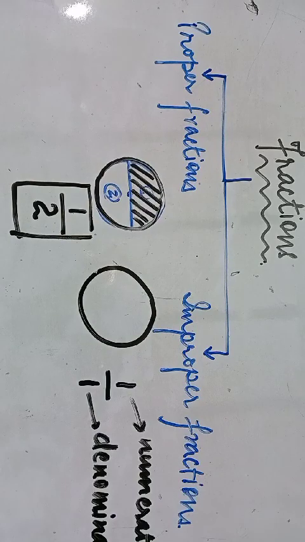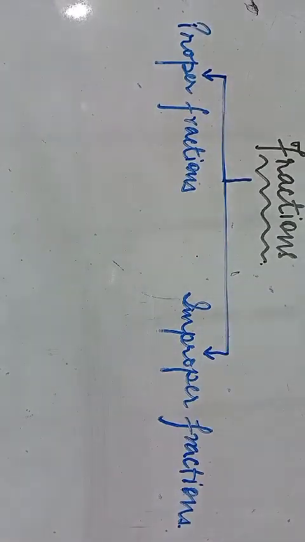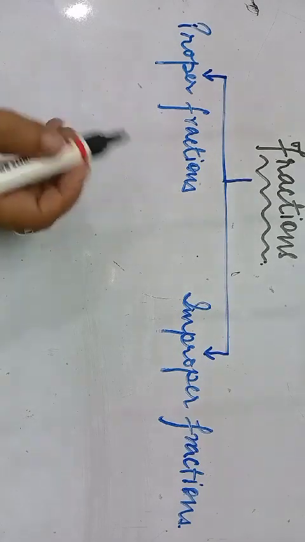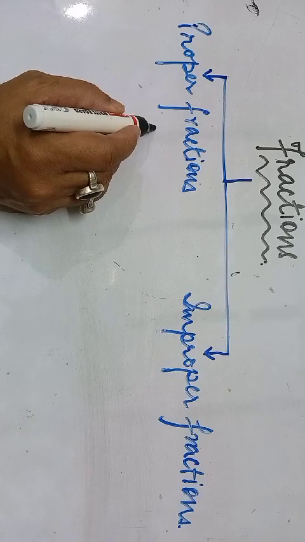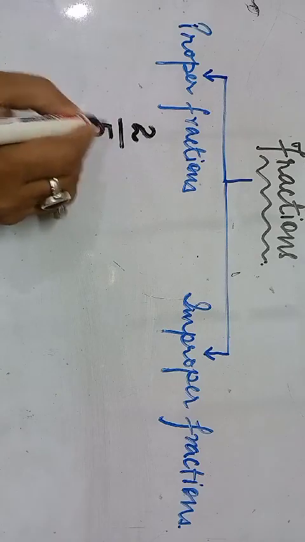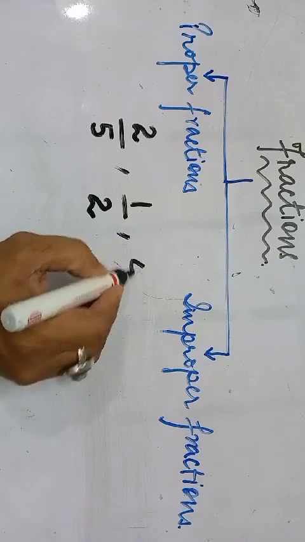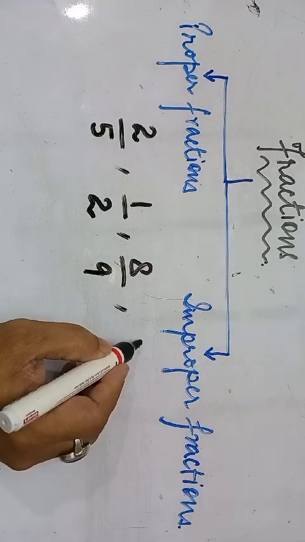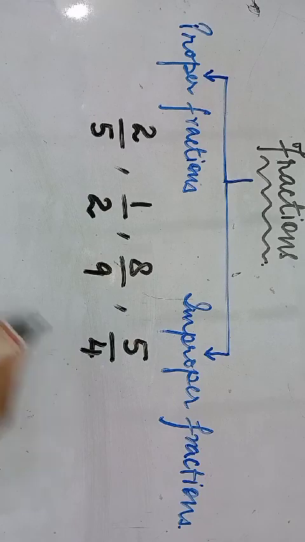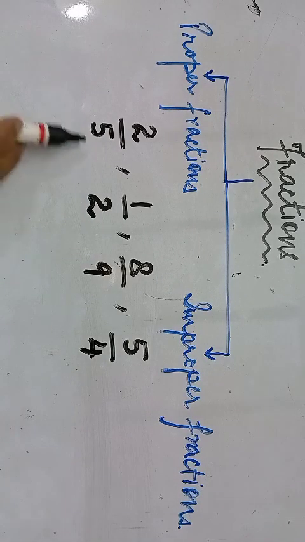So you see, children, if you recall, in the earlier classes, probably in third, fourth standard, or maybe in fifth standard, you must have studied fractions. So when you talk of the numerator and the denominator, you can have several examples, like 2 by 5. Similarly, you can have 1 by 2, 8 by 9, and let's say 5 by 4 also. Okay, so these are several examples, and certainly you can have minus signs also along with that. So these are all fractions.